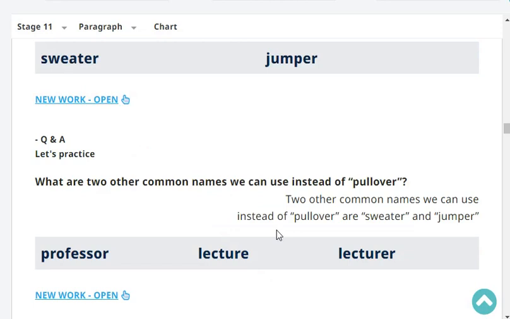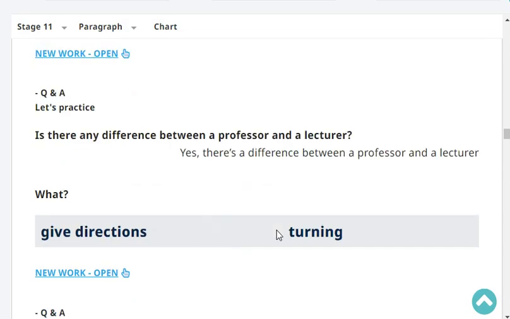Very good. What are two other common names we can use instead of pullover? Two other common names you can use instead of pullover are sweater and jumper. Very good. Is there any difference between a professor and a lecturer? Yes, there is a difference between a professor and a lecturer. What's the difference?